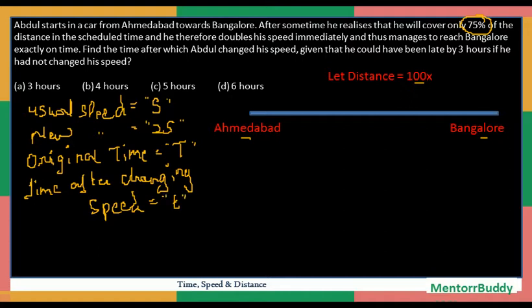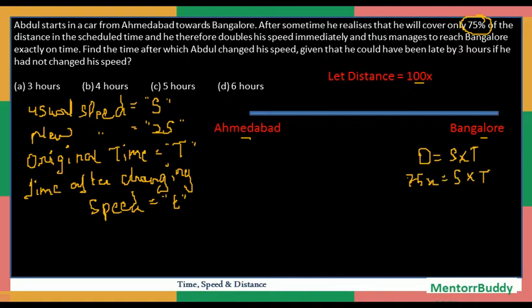This is the specific information which we had considered in the question. So it says it covers 75% of the distance. So distance we know is equal to speed into time. If the man covers 75% of the distance, so 75% of 100x will be 75x. In this case, the speed was s and the time was t.